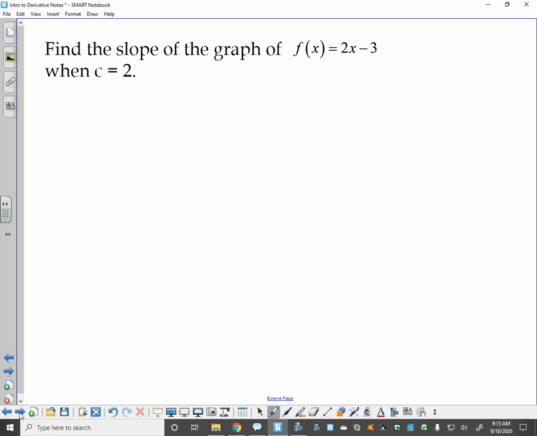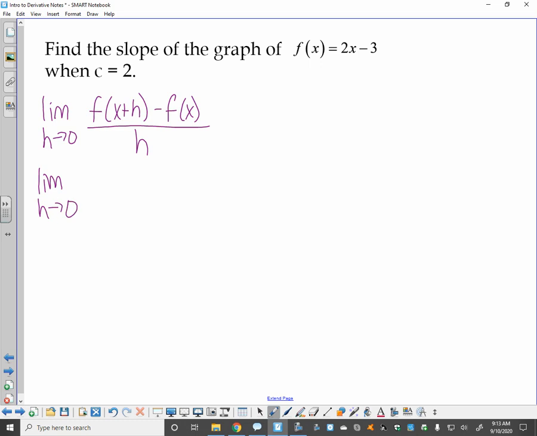Okay. All right, changing functions. We're leaving quadratics and we're going back to linear. Linear. Think about that for a second. Find the slope of the graph when c equals 2. C and x, same thing. I don't know why they do that. Limit as h approaches 0 of f of x plus h minus f of x over h. Again, burned into your brain.